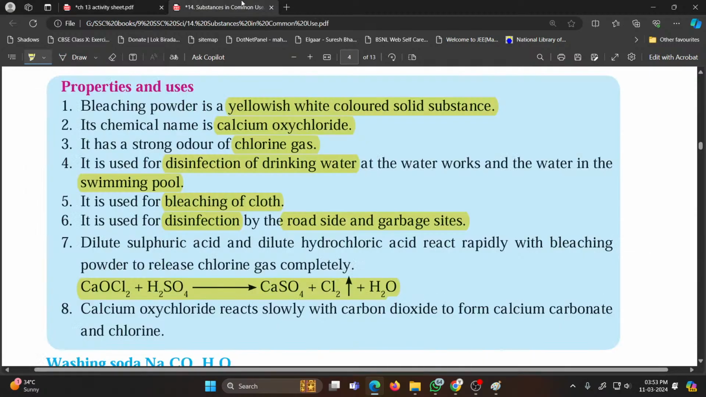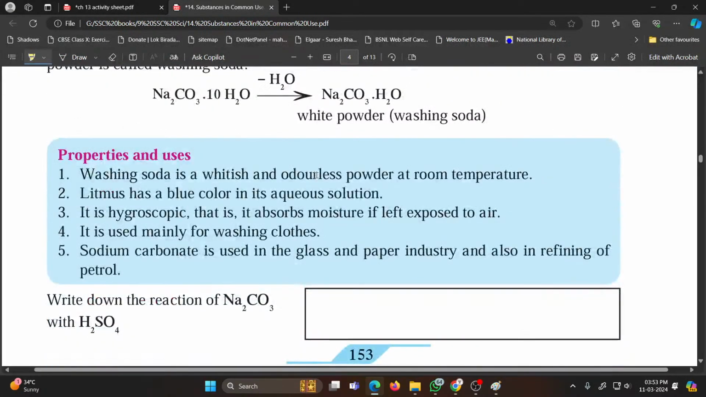State uses and properties of washing soda. That is right. The properties and uses of washing soda. Washing soda is a whitish and odorless powder at room temperature. Litmus has blue color in the aqueous solution, that means it's a basic salt. Again the formula is Na2CO3, so it is made up of strong base, sodium hydroxide, and weak acid, carbonic acid. So it's basic in nature. It's hygroscopic, that means it absorbs moisture if left exposed to air.